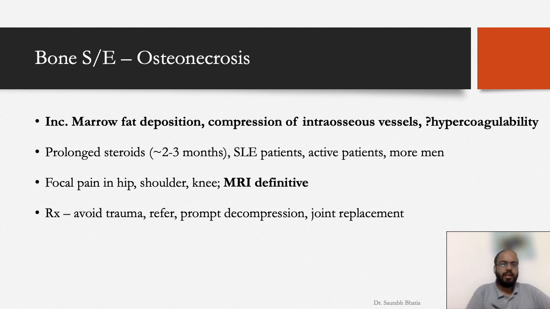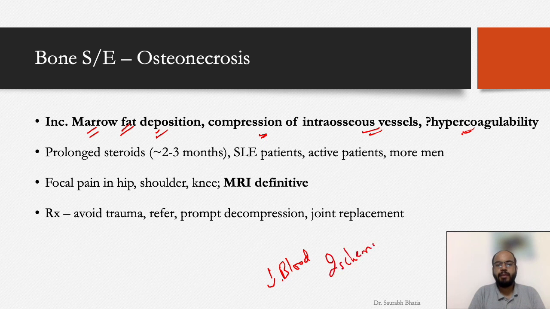Now, osteonecrosis. Remember that steroids increase fat deposition at altered sites, and one of those is the marrow. If bone marrow is infiltrated by fat deposition, it can lead to compression of the bone vessels. Additionally, there is a hypercoagulable state because of steroids, and this will lead to decreased blood supply to the bone, which is ischemia, and this ischemia will further lead to necrosis. Clear? So that is how osteonecrosis takes place.